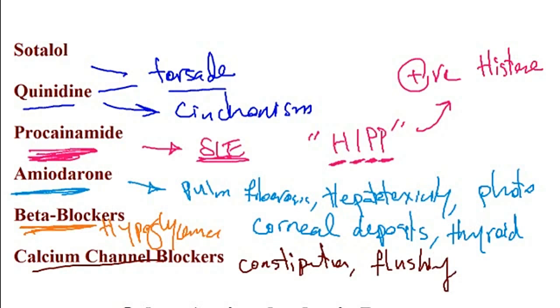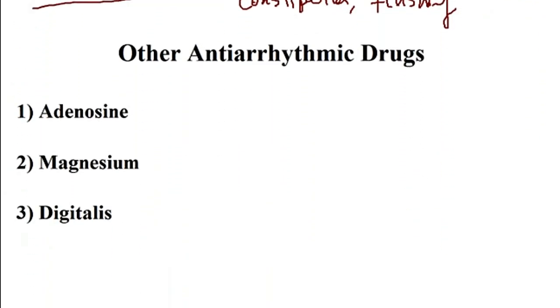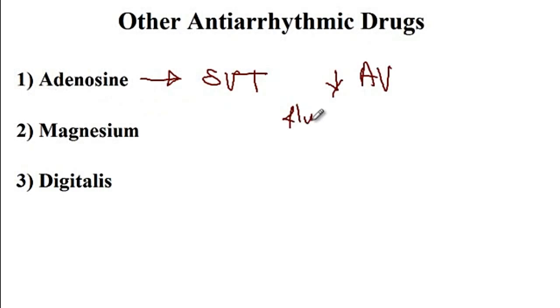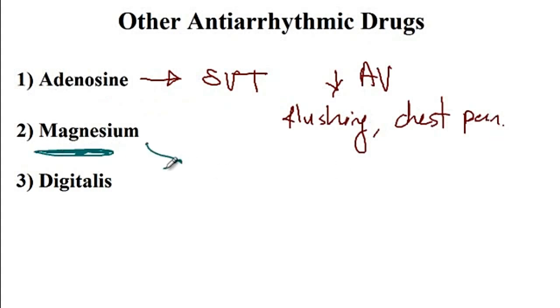Now, in addition to these medications that I've listed here, there are other anti-arrhythmic drugs that you should be familiar with. And these medications include, for instance, adenosine, which is a short-acting medication that is used for the treatment of supraventricular tachycardia. And so adenosine functions by decreasing the AV node conduction. And the potential side effects of adenosine that you will have to be familiar with include flushing, as well as chest pain. Magnesium is the other medication that is used for the treatment of torsades. And then digitalis is used for the treatment of atrial fibrillation.